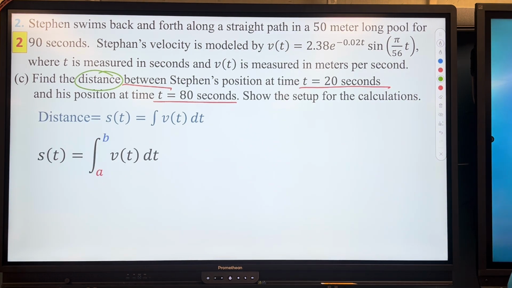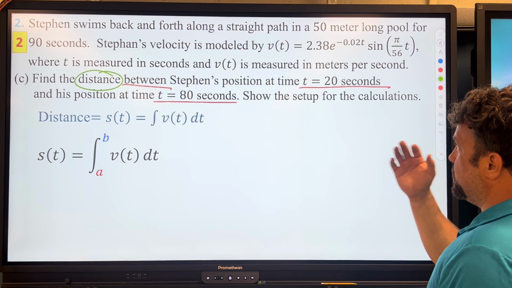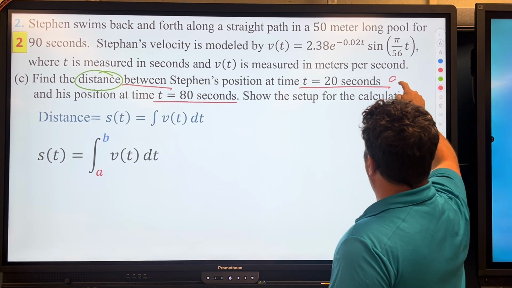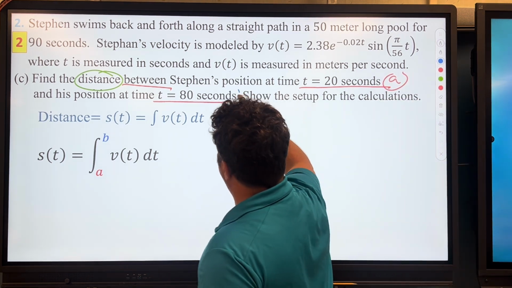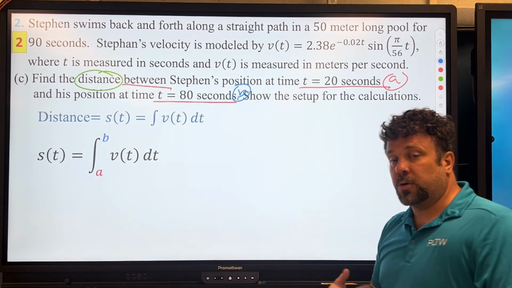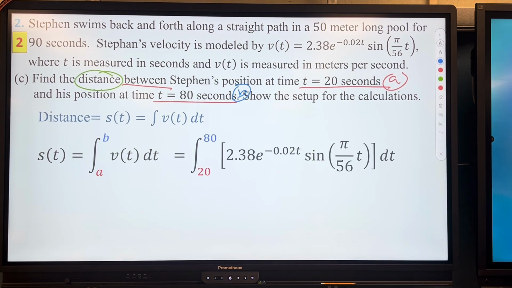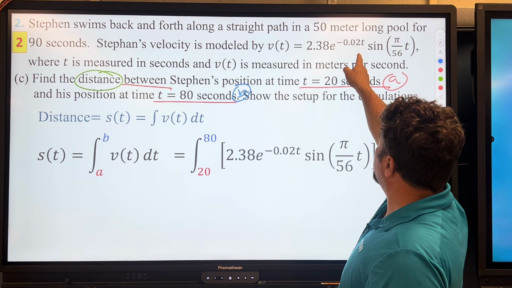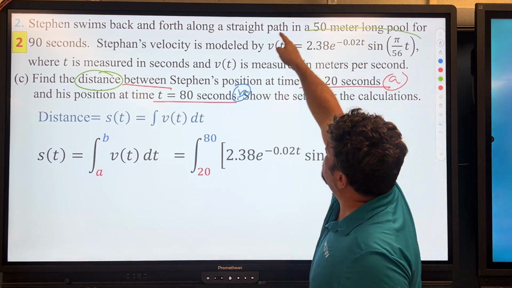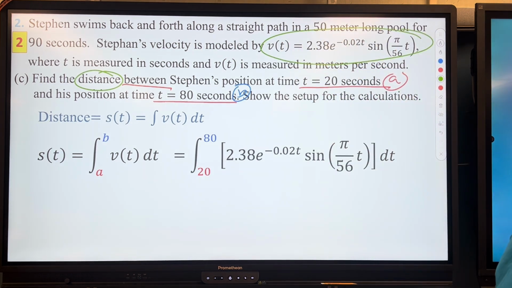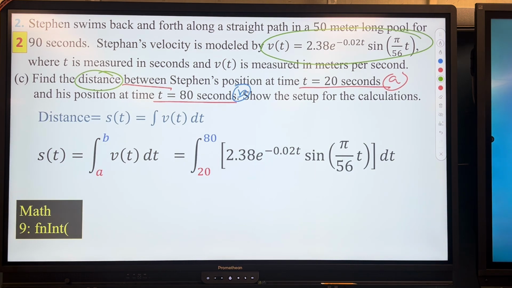All right? So the position function is from A to B. A is obviously 20, to B, which is 80. Your larger numbers always come second. All right? So this is from 20 to 80 of, you're going to type in your original equation, once again, all right, dt. How do we do this? We're going to use the calculator, math 9.